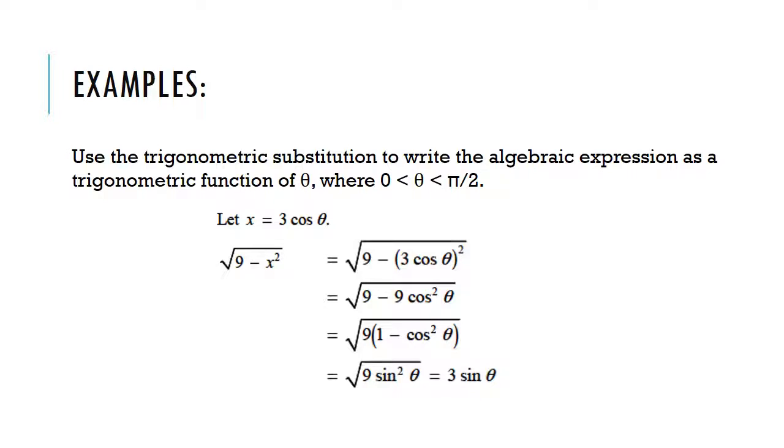Okay, substituting, we get 9 minus the quantity 3 cosine theta squared. And squaring that, we get 9 minus 9 cosine squared theta. Factor out the 9, and you get 9 times 1 minus cosine squared theta. As we've seen before, 1 minus cosine squared is sine squared. So we have the square root of 9 sine squared theta, which is 3 sine theta.